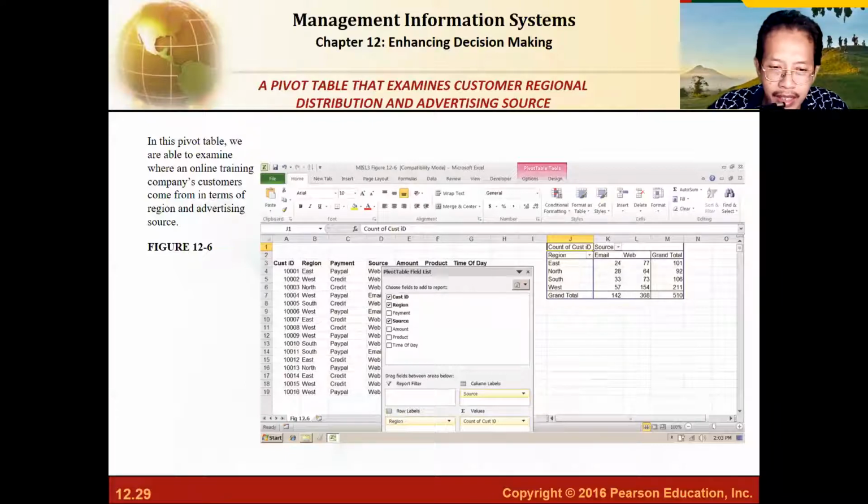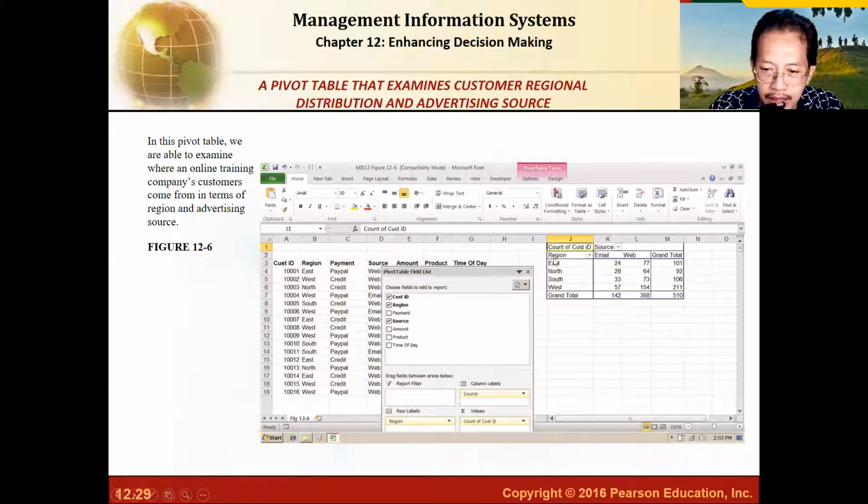Now, this is an example of OLAP, online analytical processing, in the simple form of a pivot table in Excel. So you can drill down. You can see here, this is the original data, but now you want to see just the region and the source. You take just region and the source and you get this new table.